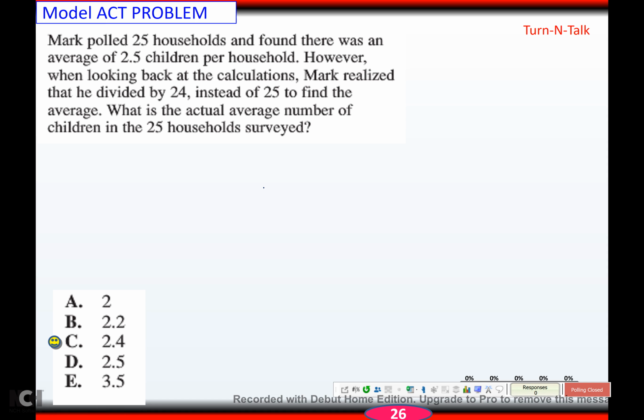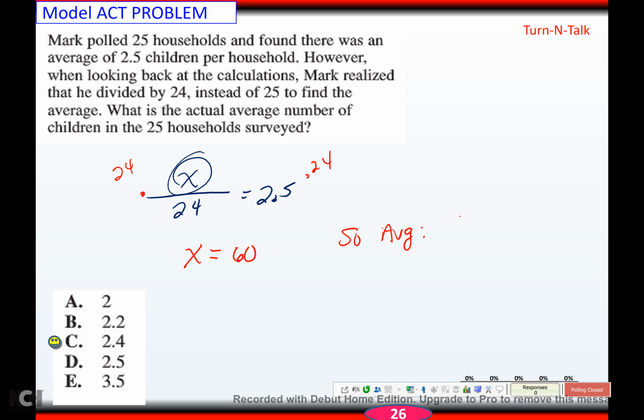Well, whatever they did to get 2.5 as an average, they added a whole bunch of stuff up and divided by 24. Okay, so whatever this added up to, they divided by 24 and got 2.5. So if I want to figure out what they had before they divided, in other words, get x alone, I'd multiply both sides by 24. And that would give me the total before they divided was 60. So the real average would be the total again, but now instead of dividing by 24, we divide by 25, and if you type that in, you get 2.4. Okay?